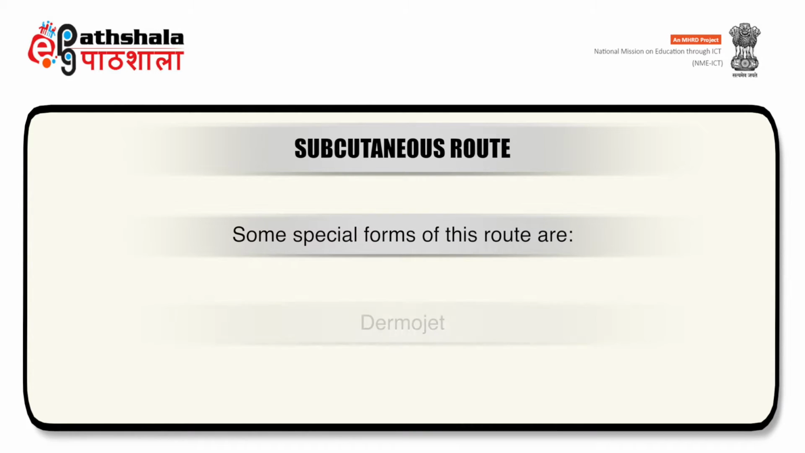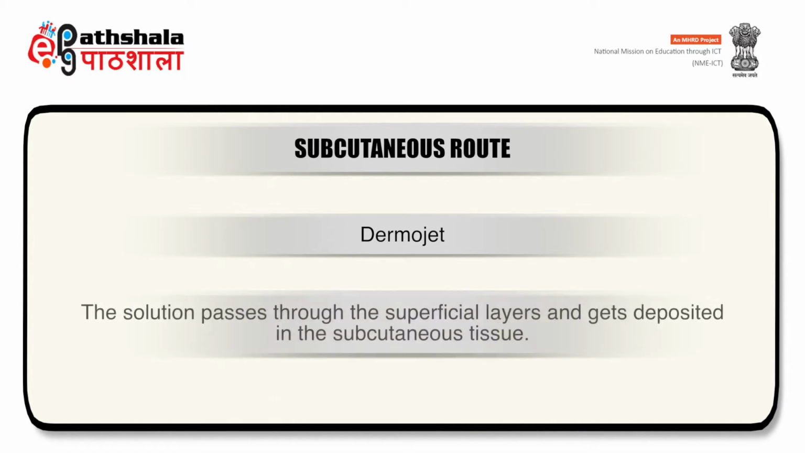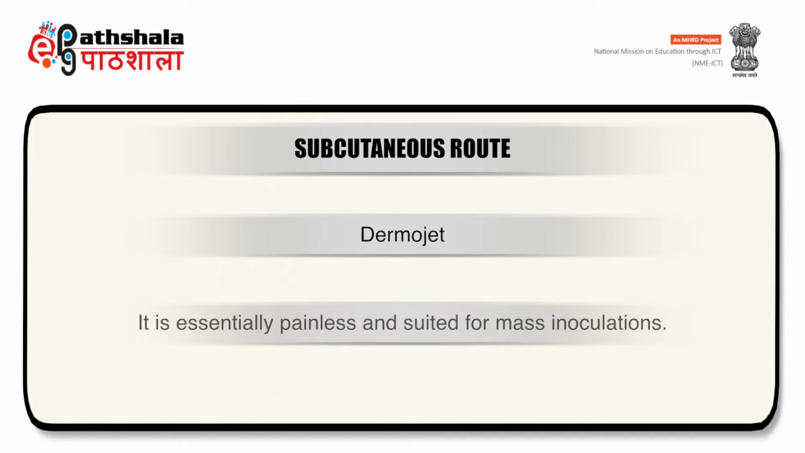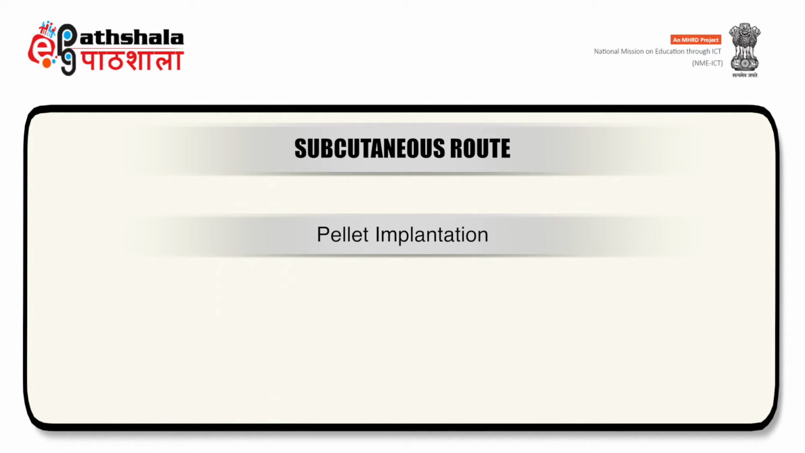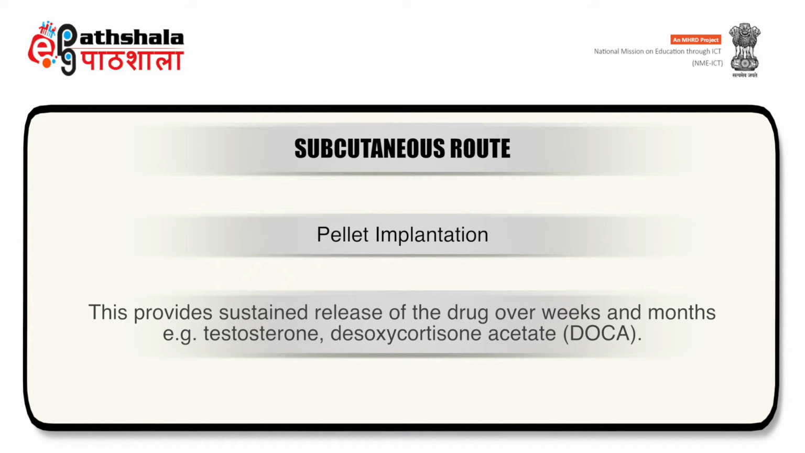Some special forms of this route are, number 1, dermojet. This is a new needleless technique where high velocity jet of drug solution is projected from a microfine orifice using gun-like implement. The solution passes through superficial layers and gets deposited in the subcutaneous tissue. It is essentially painless and suited for mass inoculations. The second special form is pellet implantation. The drug in form of solid pellet is introduced with a trocar and cannula. This provides sustained release of drug over weeks and months. Example, testosterone and deoxycortisone acetate.